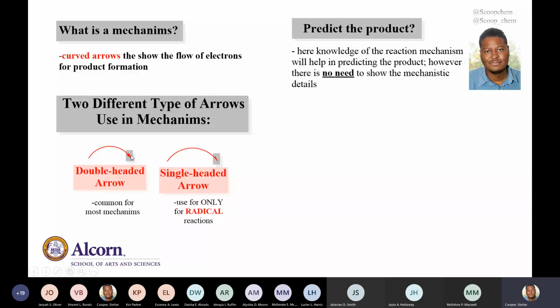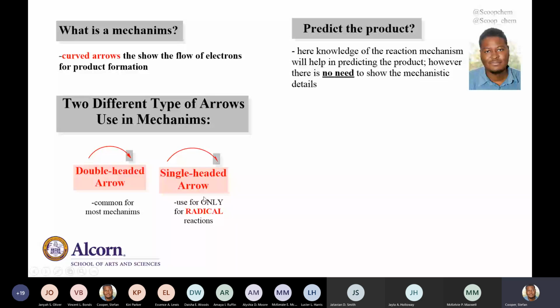A double-headed arrow is used when I'm describing the movement of 2 electrons. And this 2-electron process is common for most mechanisms. So for substitutions and for eliminations and for all the other chemistry that's coming up as well, all the mechanisms here are always double-headed. Single-headed arrows are only used for radicals, all right?